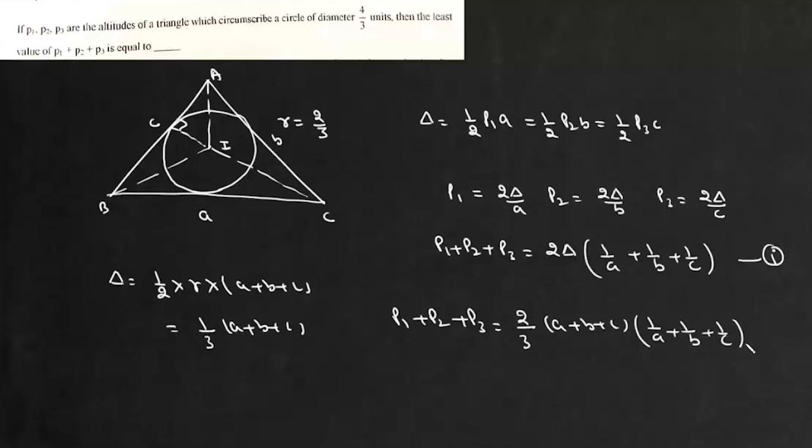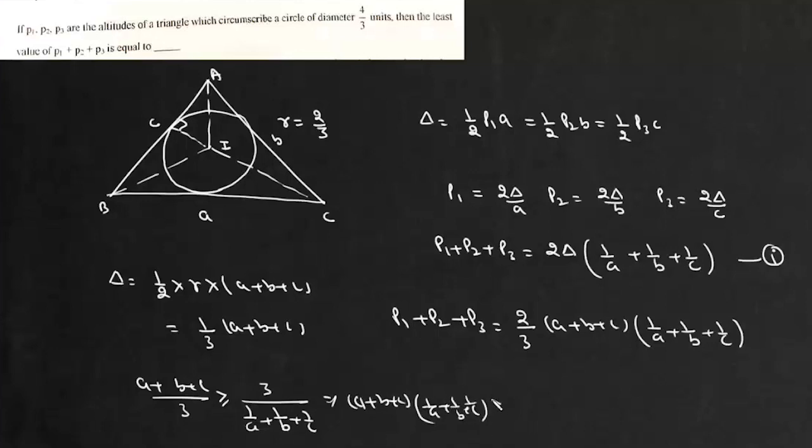Now since A, B, C are sides of a triangle, they are positive. So we can use AM and HM. And we know that the arithmetic mean is always greater than or equal to the harmonic mean. So from here we can say this product, (A plus B plus C) into (1 upon A plus 1 upon B plus 1 upon C), will be greater than or equal to 9. So we put this value here. So this P1 plus P2 plus P3 will always be greater than or equal to 6. And that is the answer to this question.